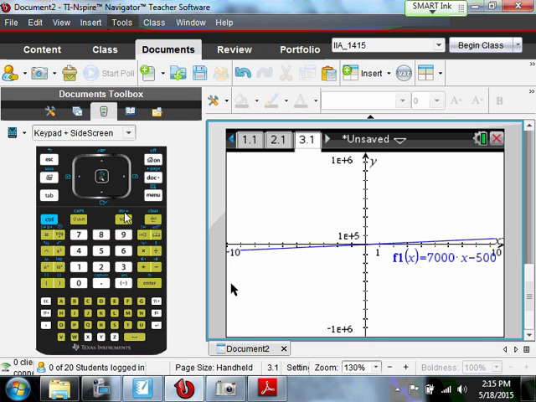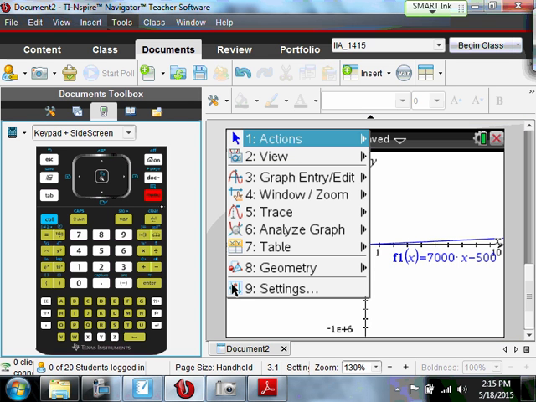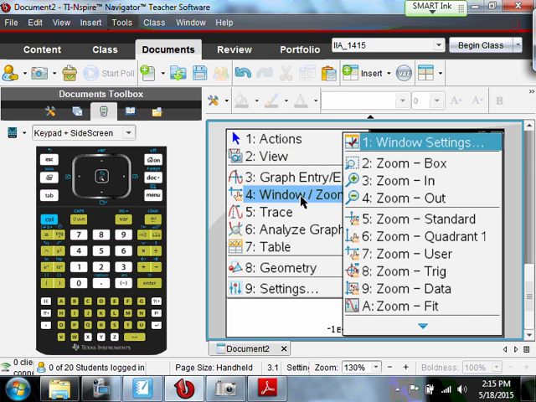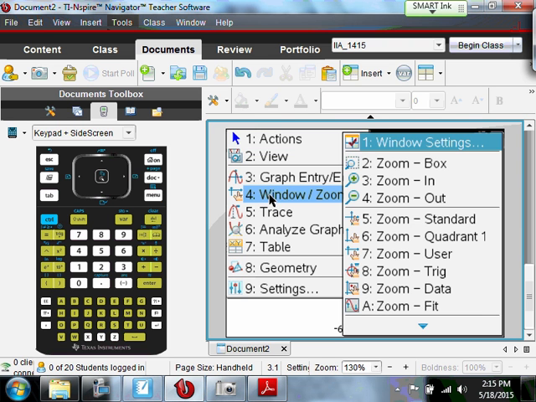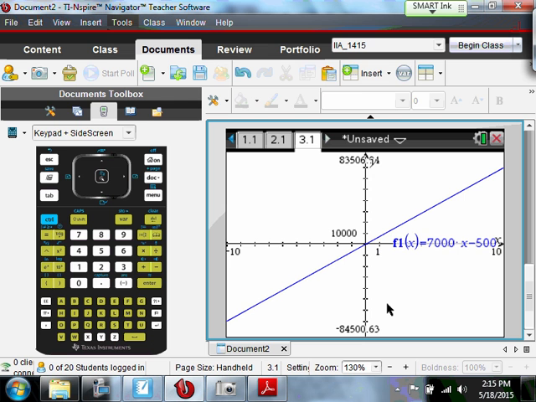Maybe we should let the calculator pick a good window. Let's see what it'll do. Let's go to zoom. Standard takes us back to square one. It looks like a vertical line. Menu, zoom, fit. There you go. There is a reason for those things.